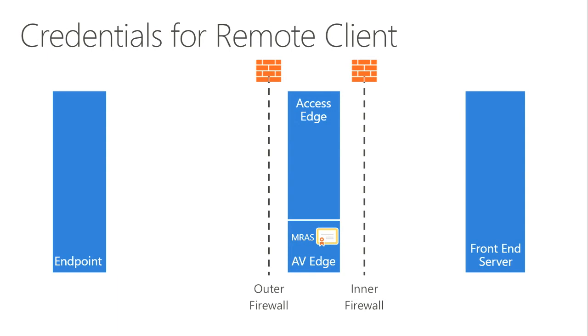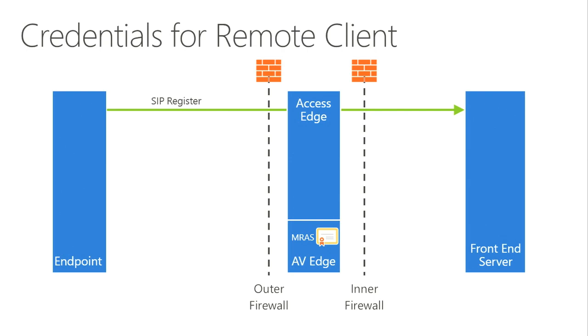So this is about getting the credentials, getting our MRAS token, and in our example here on the very left side, we have our endpoint, then we have our outer firewall, we have our access edge server and AV edge server, we have the inner firewall, and we have the front-end server. For an internal client, we would do exactly the same, but it would go straight to the front-end server and would not go over the access edge server.